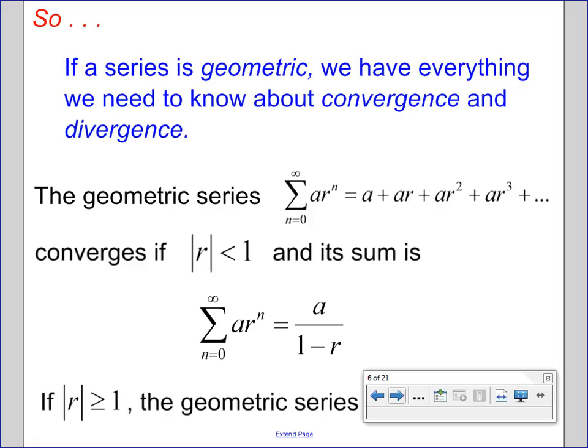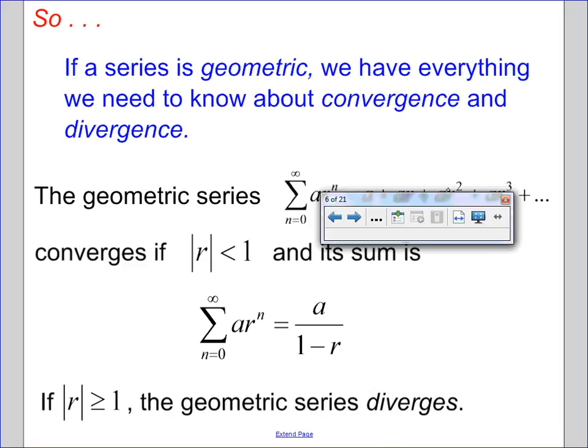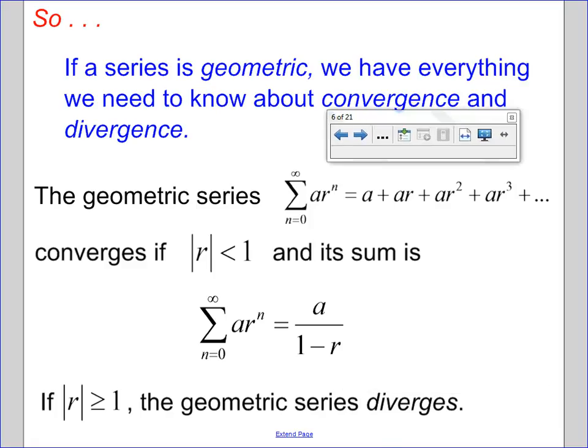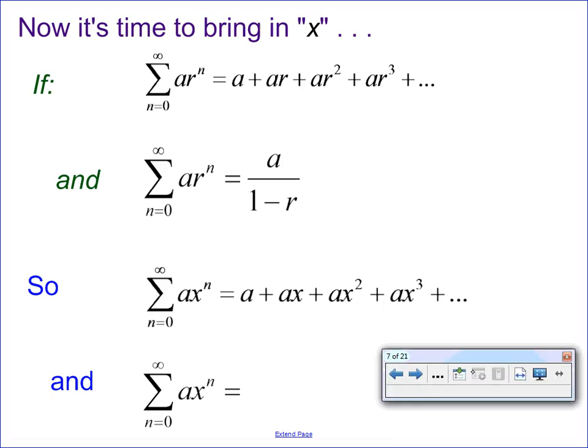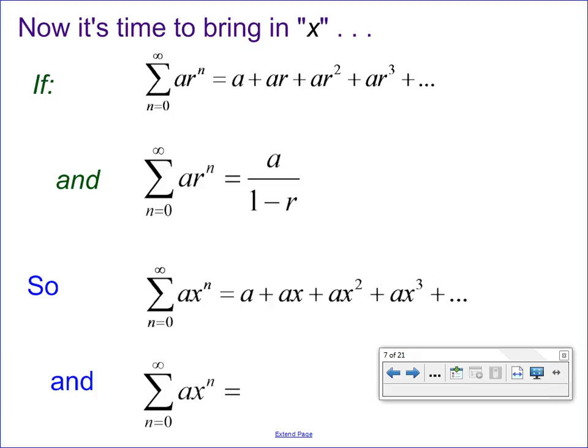And its sum, we know as well, we did in our Bellwork, it's simply the first term divided by 1 minus r. If r is greater than or equal to 1, then the geometric series diverges. So we already know all there is to know, really, in terms of convergence and divergence of a geometric series. So now it's time to bring in x.